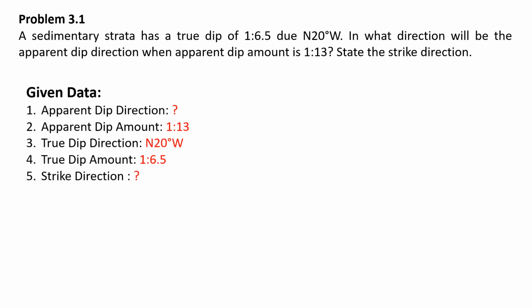So what is given? They have given the apparent dip amount, 1:13. We have to find out the apparent dip direction. The true dip direction is north 20 degrees west, and the true dip amount is 1:6.5. We also have to find out the strike direction. Let's solve this problem.